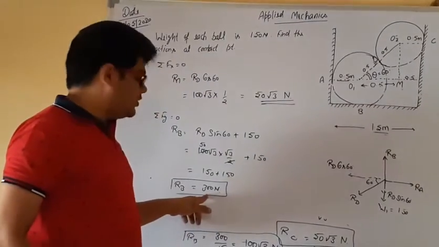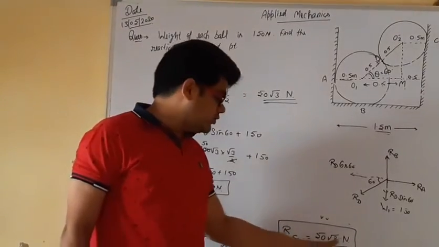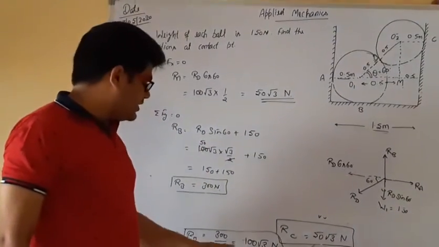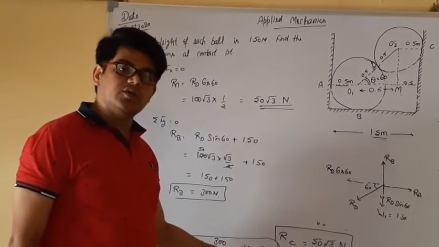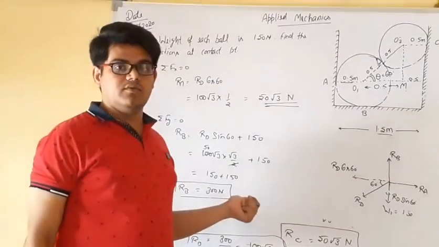So the reaction at point A equals 50 root 3 Newton, the reaction at point B equals 300 Newton, the reaction at point C equals 50 root 3 Newton, and the reaction at point D equals 100 root 3 Newton. There are four reactions and we have found all four reactions.